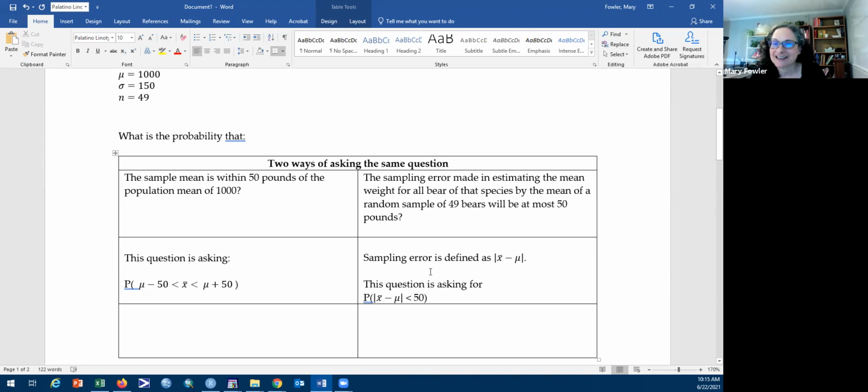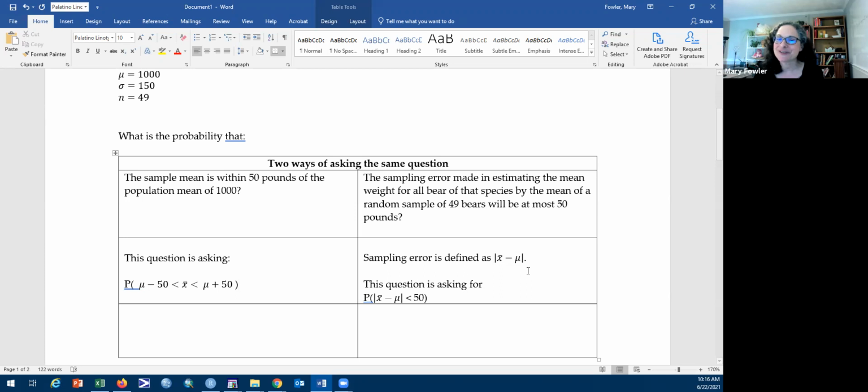So first of all, let's go ahead and define sampling error. Sampling error is the absolute value of x bar minus mu. Okay, so mu is this fixed value in this problem, 1,000 pounds. And so we are looking at the sampling error of x bar minus 1,000 pounds. X bar we know is a random variable. It has a distribution.